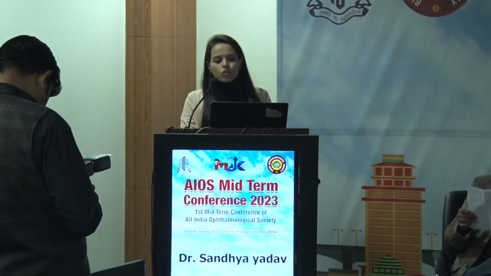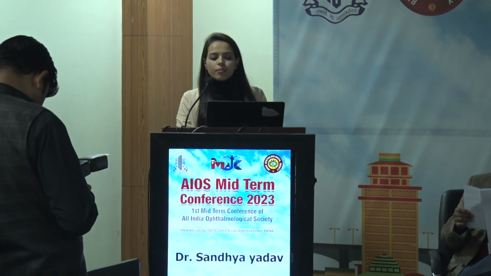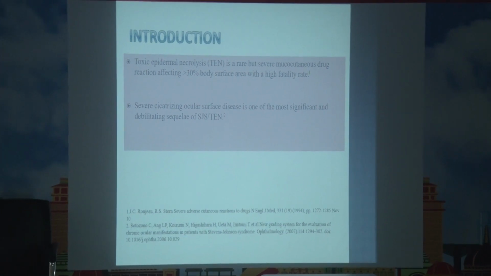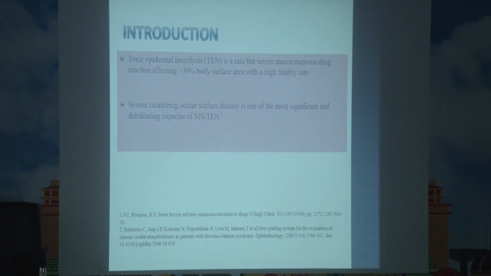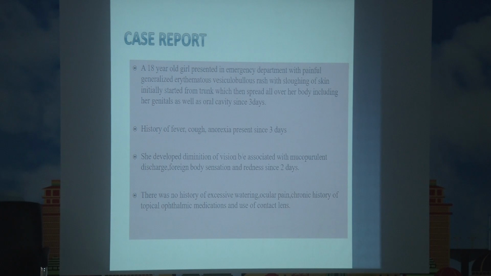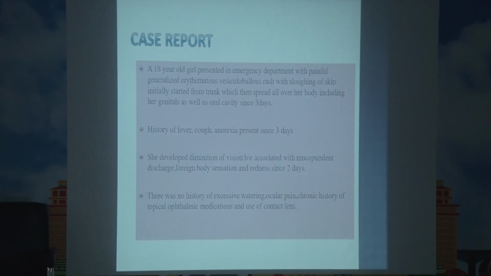Introduction. Toxic epidermal necrolysis is a rare but severe mucocutaneous drug reaction affecting more than 30% body surface area with a high fatality rate. Severe cicatrizing ocular surface disease is one of the most significant and debilitating sequelae of Stevens-Johnson syndrome or toxic epidermal necrolysis. In the emergency department, there was an 18-year-old girl who presented with painful generalized erythematous vesicobullous rashes with sloughing of skin, initially started from the tongue, which then spread all over her body, including her genitals as well as oral cavity, since 3 days. There was a history of fever, cough, anorexia since 3 days.